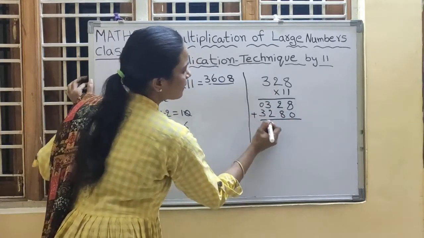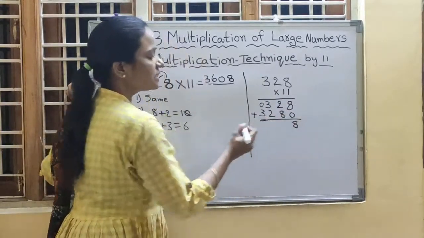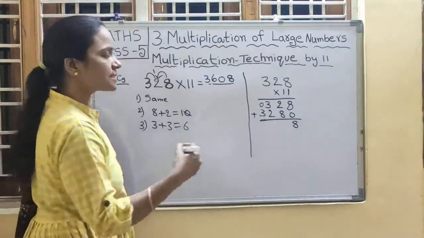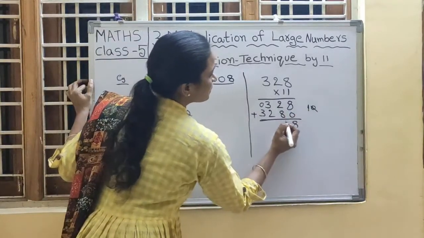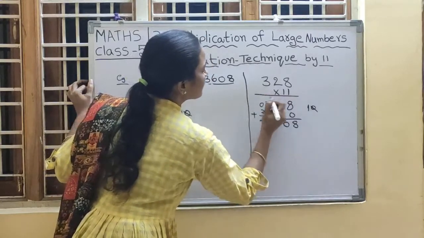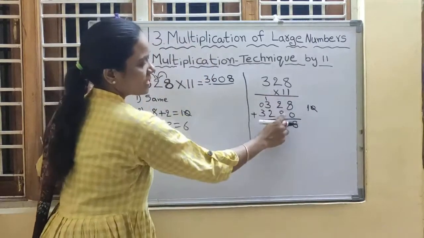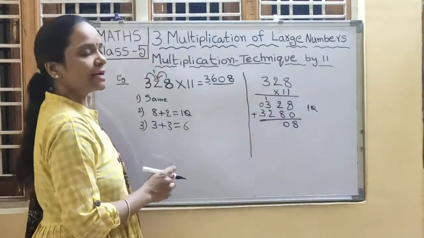We have to add 8 plus 0. 8 only, the same number. If 0 is added to any number, the answer is the same number. 2 plus 8 is 10. So 0 right here and 1 is the carry over. Below this line you have to write the carry over. 2 plus 8 is 10. 0 right at 10's place. 1 is the carry over, forwarded to the 100's place.